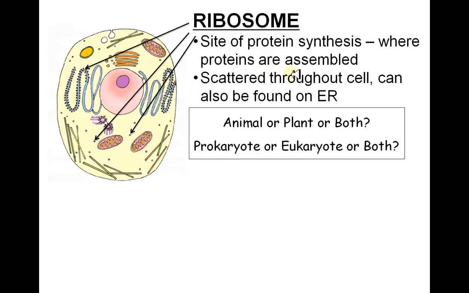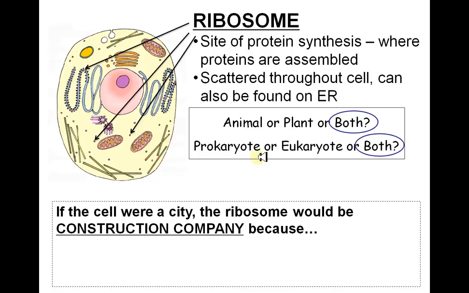They also are scattered throughout the cell, which you can see them all over the place. They're also on the endoplasmic reticula, if it's called rough endoplasmic reticula, and it's called rough because of the ribosomes that are on it. Is it plant or animal or both? And is it prokaryotic or eukaryotic? You got to be able to make proteins, so it's got to be in both. And if this was a cell city, it'd probably be your construction company.